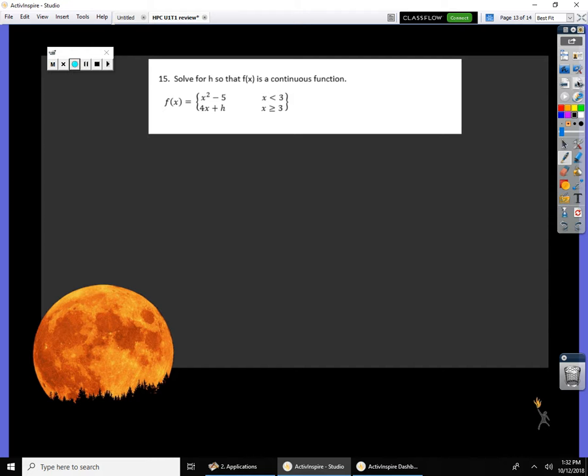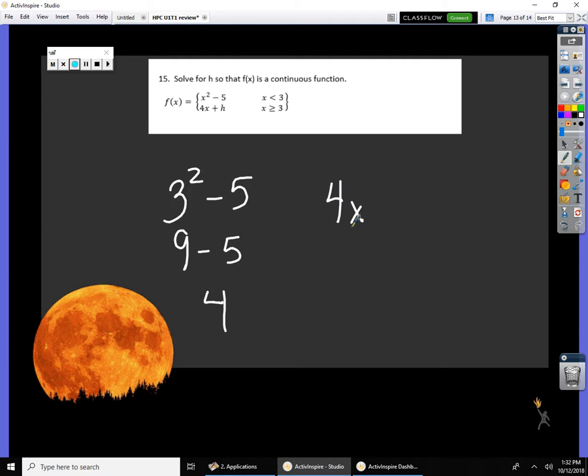All right, so if a function is continuous, the left and the right must collide. They must touch. Excellent. So which equation do I know the most information about, the top one or the bottom one? Top. Great. What do I want x to be? 3. So I'm going to do 3 squared minus 5, which is 9 minus 5, which is 4. Which means the bottom, if they collide, the bottom also must be 4.